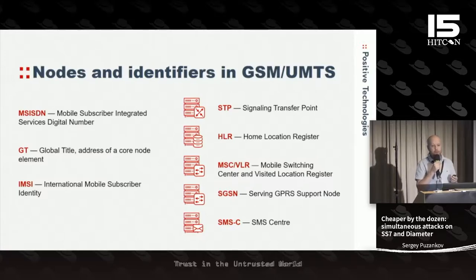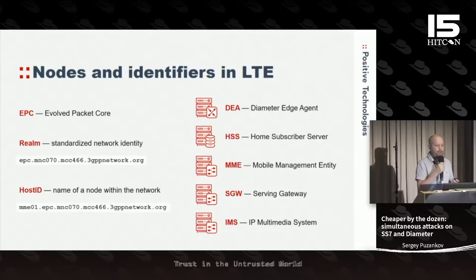VLR receives copies of subscriber profiles from the HLR and updates this information with some data from the radio access subsystem, for example, with the current cell identity. SGSN, Serving GPRS Support Node. This element performs the same function that MSC and VLR do, but just for IP packet services. And the SMSC, or SMS center, this element handles SMS sending and delivery.